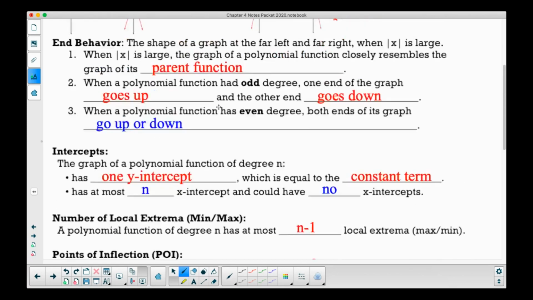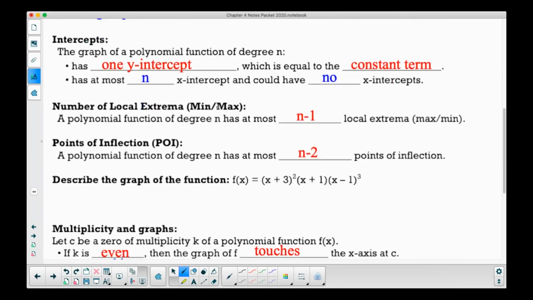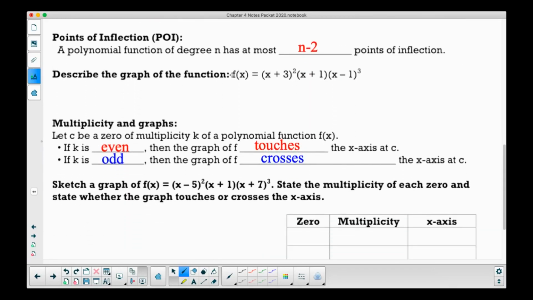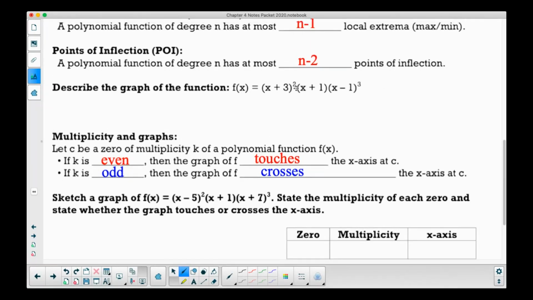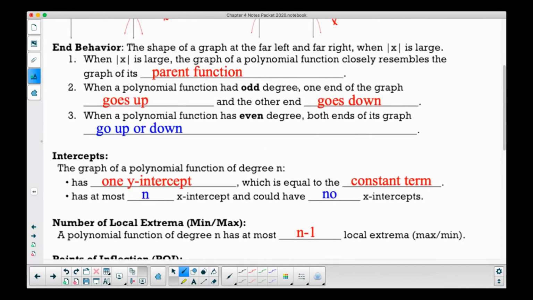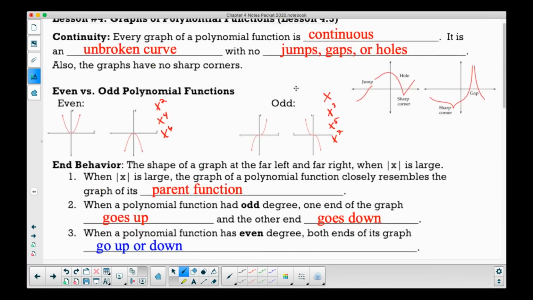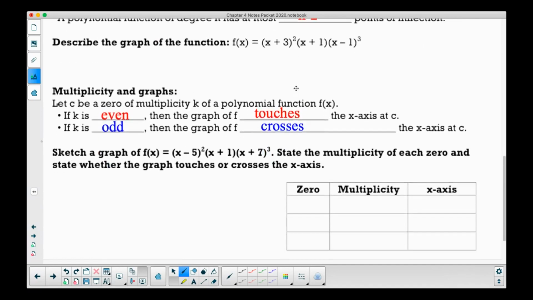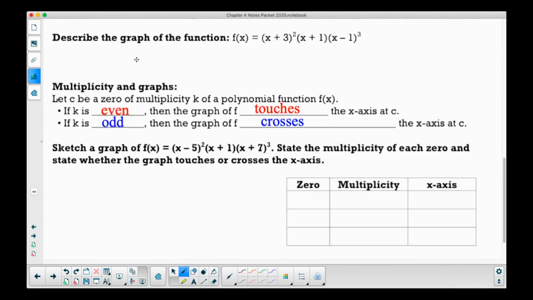So let's use these ideas, end behavior, intercepts, local extrema, and points of inflection, to describe what the graph of this would look like. First, let's look at the end behavior. Let's figure out the degree of our function and whether it's even or odd, and then we'll be able to describe the end behavior.